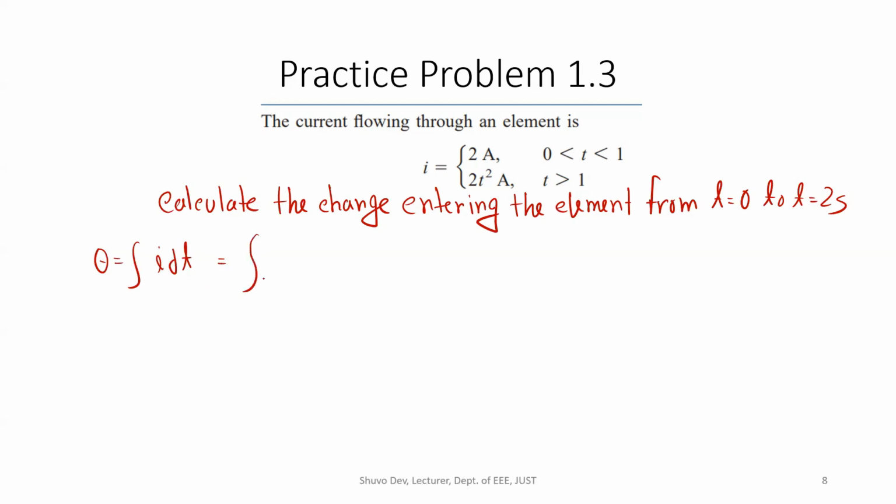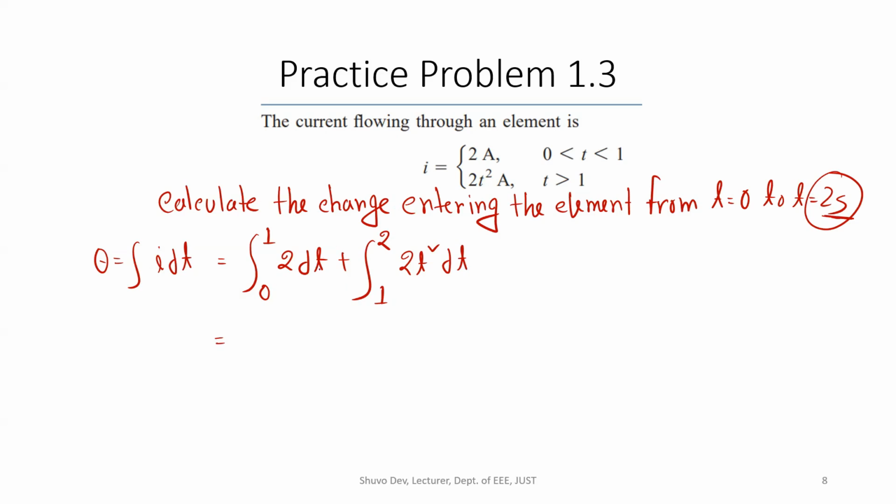So there are two limits. First, this 2 ampere current will flow when time is greater than 0 and smaller than 1. So lower limit 0 and upper limit 1, and it will be 2 dt. Similarly, 2t square applies when t is greater than 1, but we have a time limit up to 2 seconds. So the first cycle occurs from 0 to 1, so the second must occur from 1, and the maximum limit is 2, 1 to 2. Now this is a simple integration.